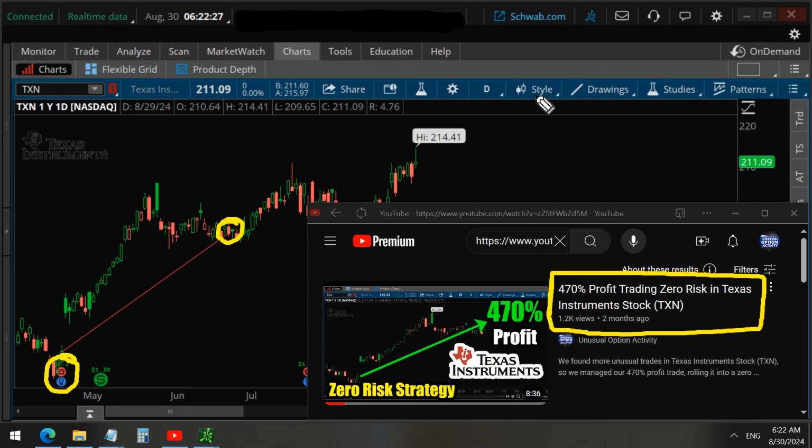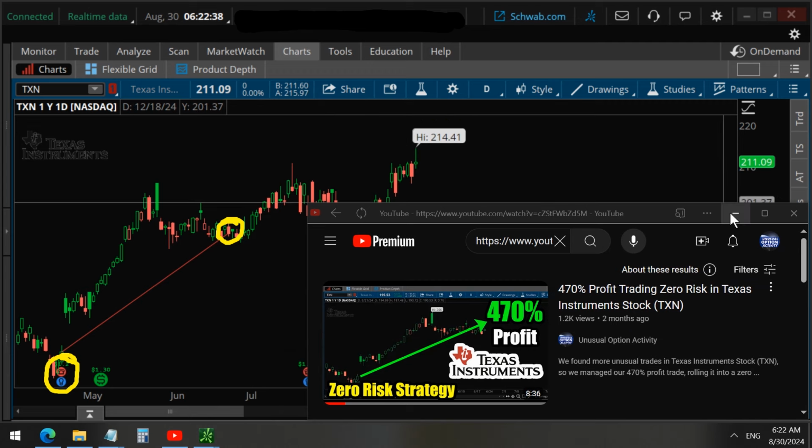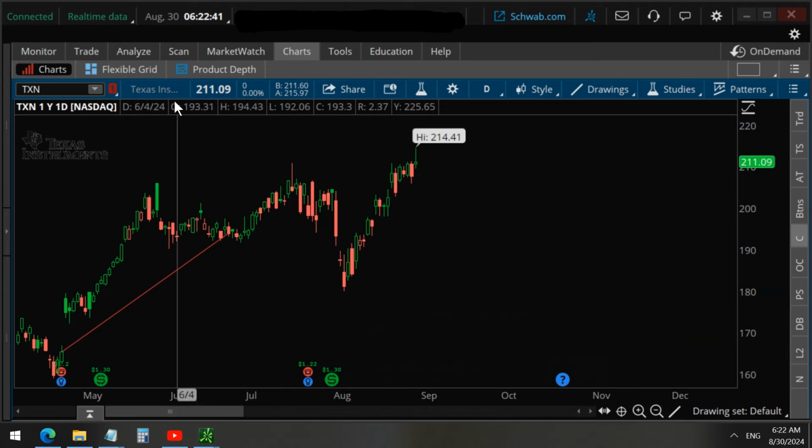Now, as you can see, Texas Instruments hit a new high on the last trading day. And so how much more did we make on this trade? So let's take a look at the trade in detail.